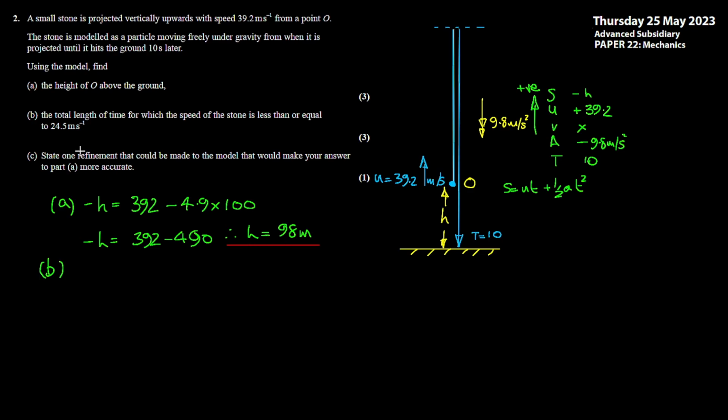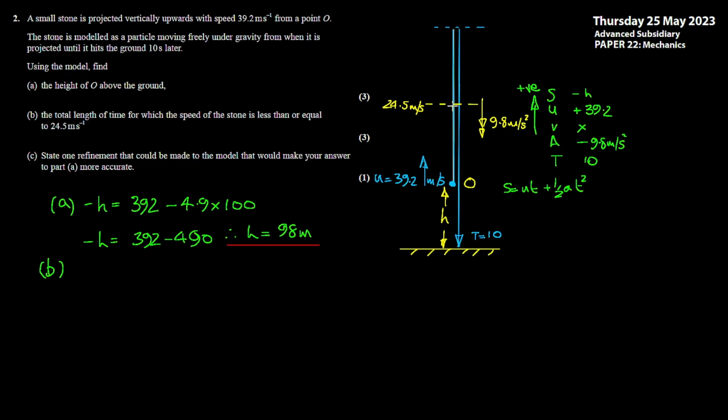So part B, we've been asked the total length of time for which the speed of the stone is less than or equal to 24.5 meters per second. So what is this stone going to do? It's going to start off at a speed of 39.2, which is greater than our speed. It will effectively slow down, go through our 24.5 meters per second speed, keep slowing down, it will reach a speed of 0, then that speed will change direction and start speeding up. At that same point, it will achieve another speed of 24.5, but this time in the other direction, and then continue downwards until it hits the ground.